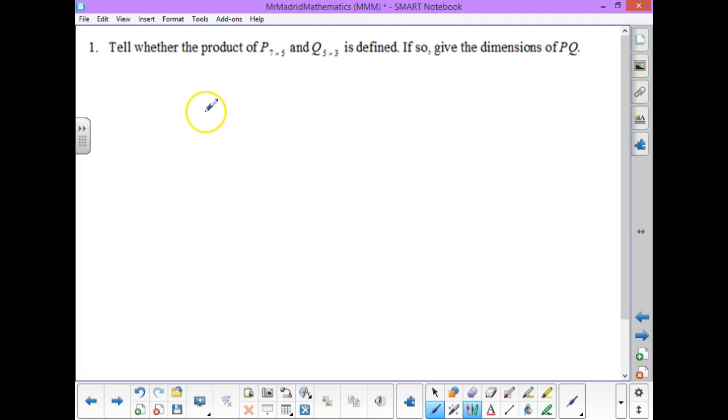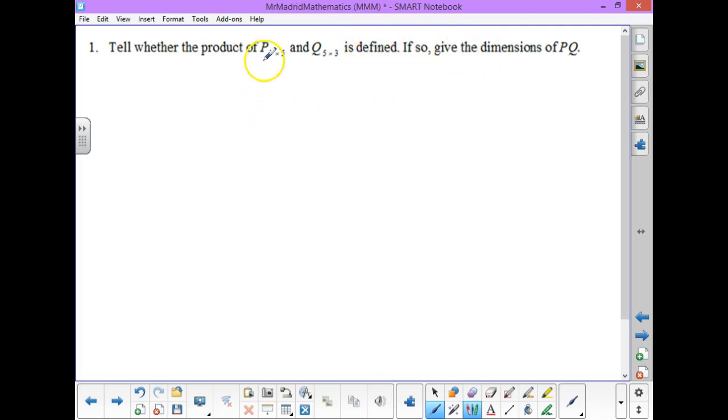Alright, this one. Tell whether the product of matrix P, with dimensions 7 by 5, and matrix Q, which has dimensions 5 by 3, is defined. So tell whether the multiplication of these two matrices is defined. If so, give the dimensions of the product. Now we don't have any other information. They just want to know if this product of matrices is defined, and if it is, give us the dimensions.